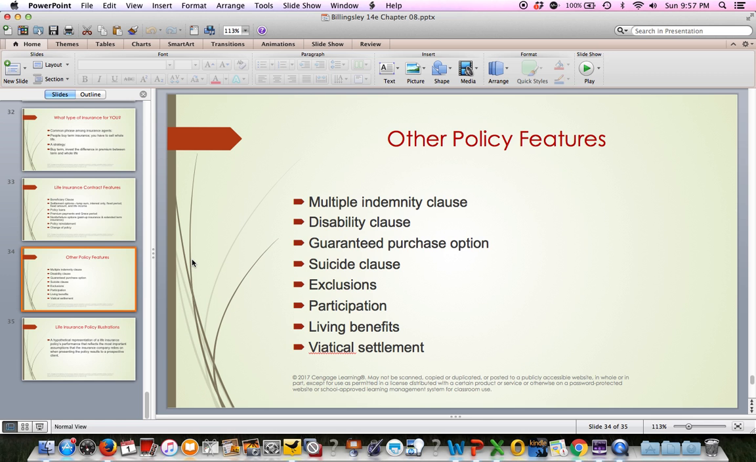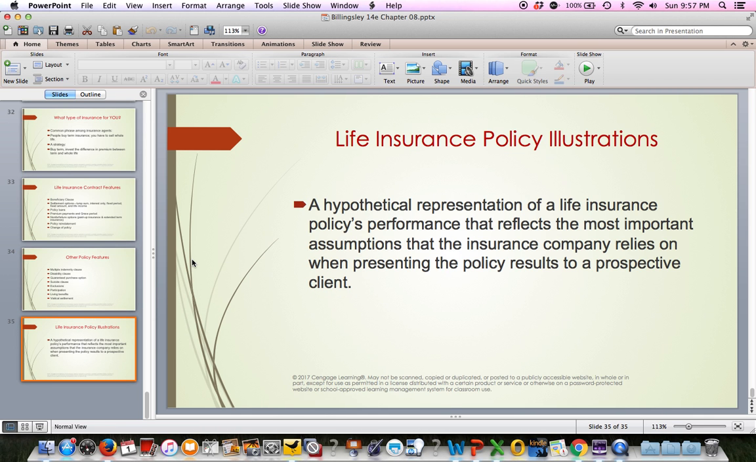Other policy features: indemnity, suicide, exclusions, participation, living benefits, guaranteed purchase. The book lists all those and gives a little bit of explanation for all of them, so just make sure you take a look at those.